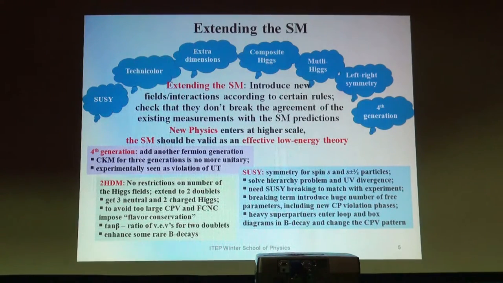Another example is two doublets of Higgs. Instead of the single Higgs doublet, we can introduce another one. There is no restriction on the number of Higgs particles. And in this case, in addition to the standard Higgs, we'll have another two neutral and two charged Higgs. And actually, if we have no restrictions on the couplings of this newly added Higgs doublet, we will introduce large CP violations, and probably flavor changing neutral currents will be larger than the experimental limit. So we need some restrictions here. We impose some flavor preservation, assuming that the extra Higgs doublet couples to the standard model particles in the same way as the first Higgs doublet.